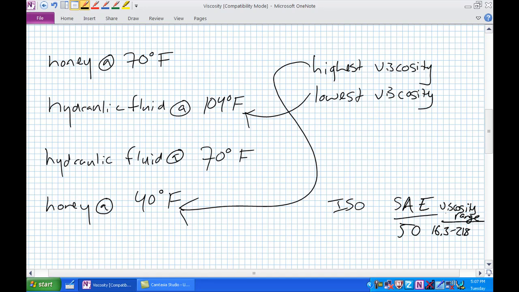Let's see, like an ISO grade 100, that's a viscosity range of 90 to 110 Saybolt universal seconds. So be aware, and they're two totally separate things. ISO grade hydraulic fluid versus SAE grade hydraulic fluid. Depends on which your employer is requiring you to use.